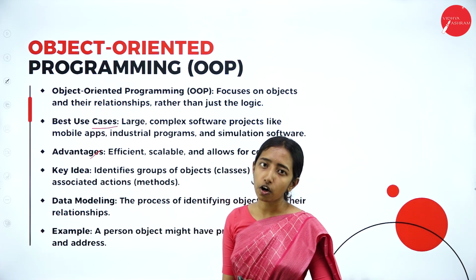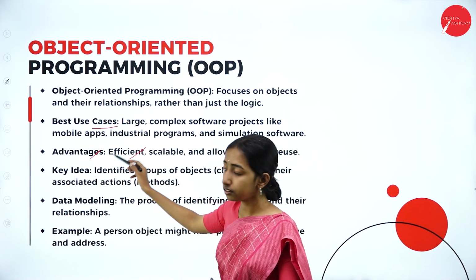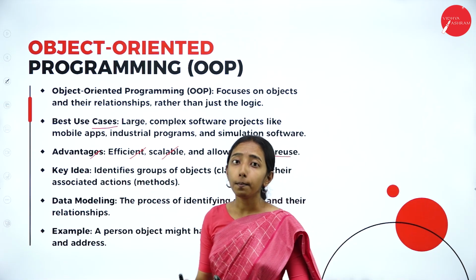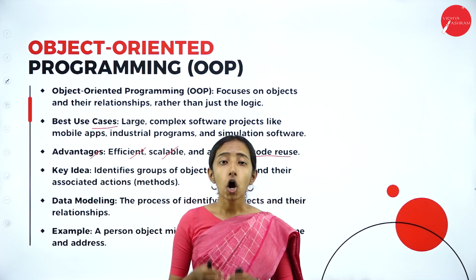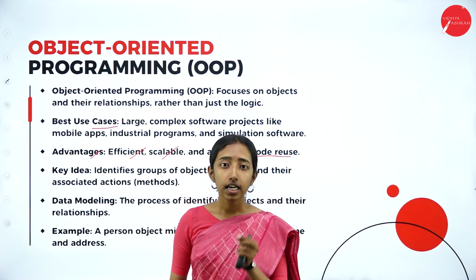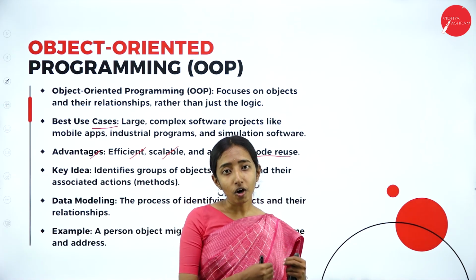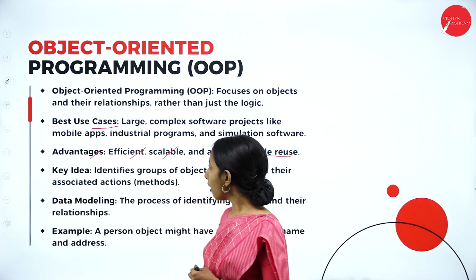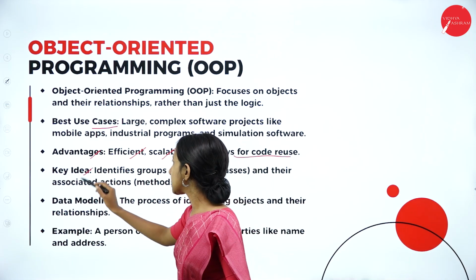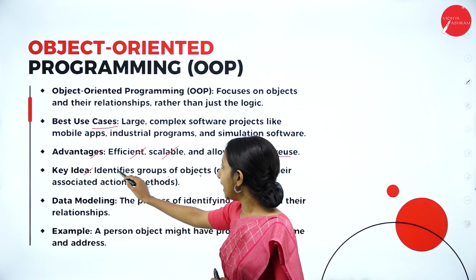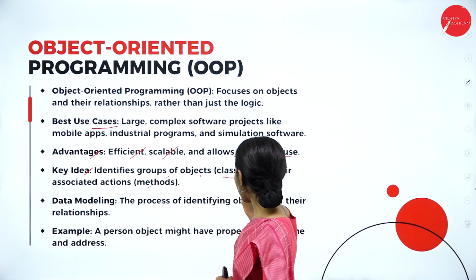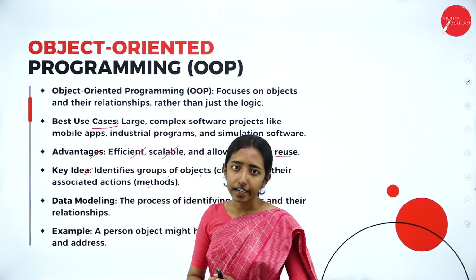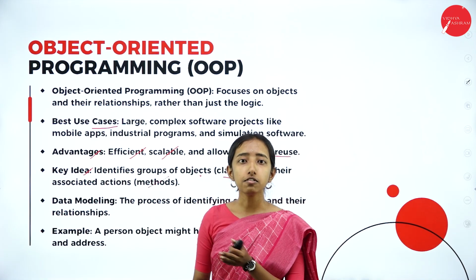Next, what is the advantage? The advantage of object-oriented programming is that it is efficient, scalable and allows for code reuse. So, the main advantage of object-oriented programming is the reuse of code, where in POP the reuse of code was not possible. After that, we have the key ideas. Here the key ideas: identifying groups of objects, that is classes, and their associated methods. So, object-oriented programs mainly have data members and member functions.